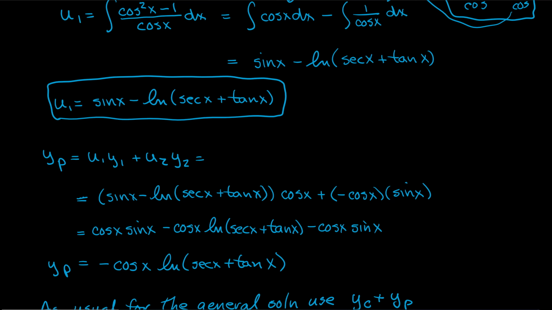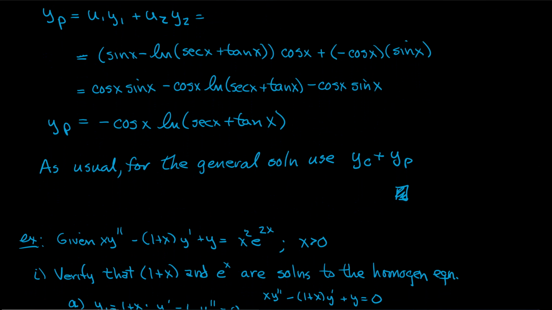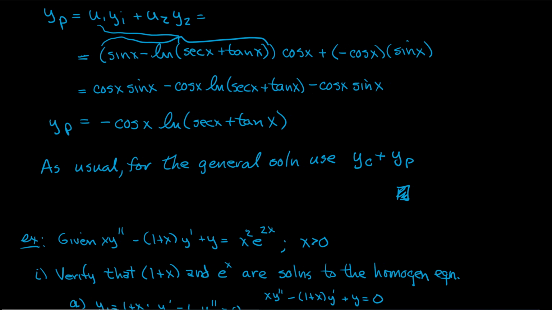Okay, so let's move on. To get our particular solution, we want to look at u1 y1 plus u2 y2. u1 is what we just got done computing. It's all of this. y1 is what we got earlier from the homogeneous solution. It's cosine. u2 is what we obtained first off. And the y2 is from the homogeneous. So we now have our particular solution being this.